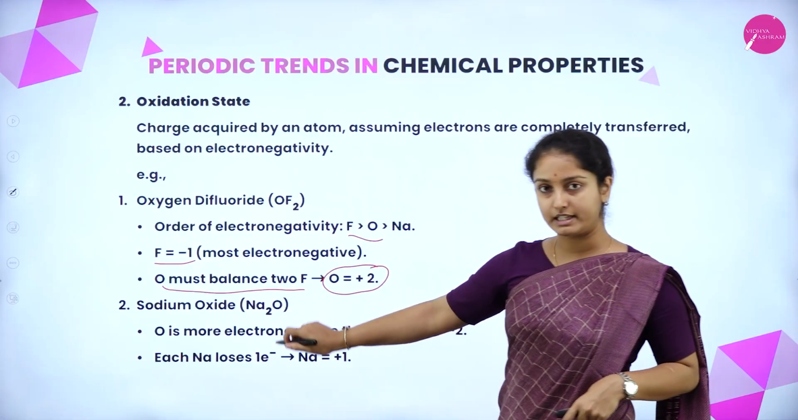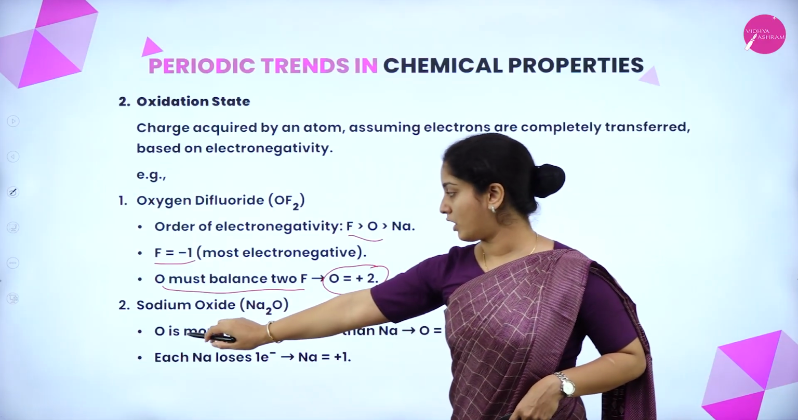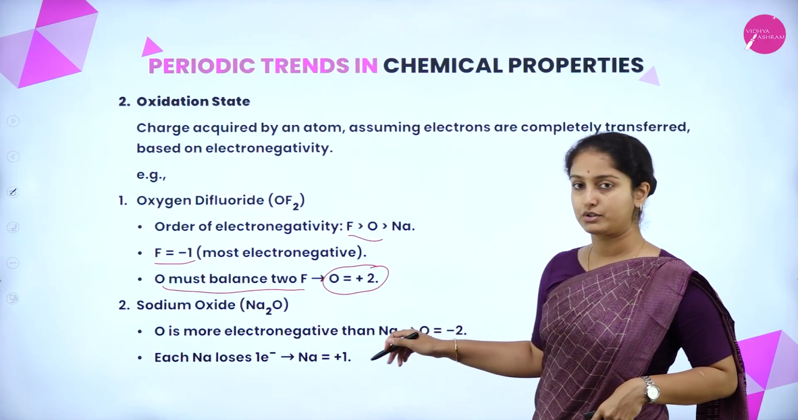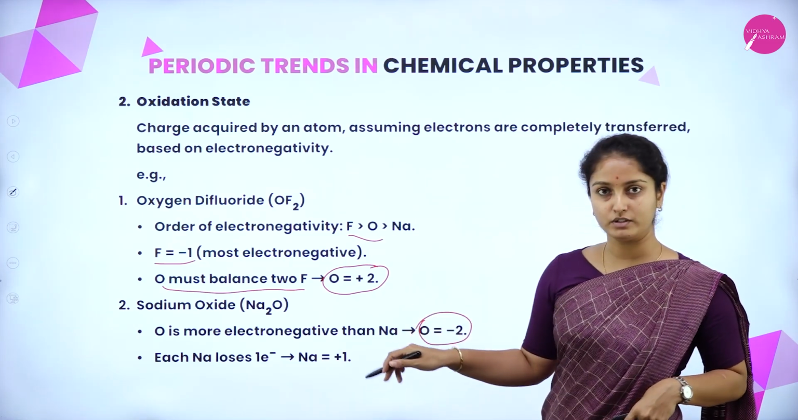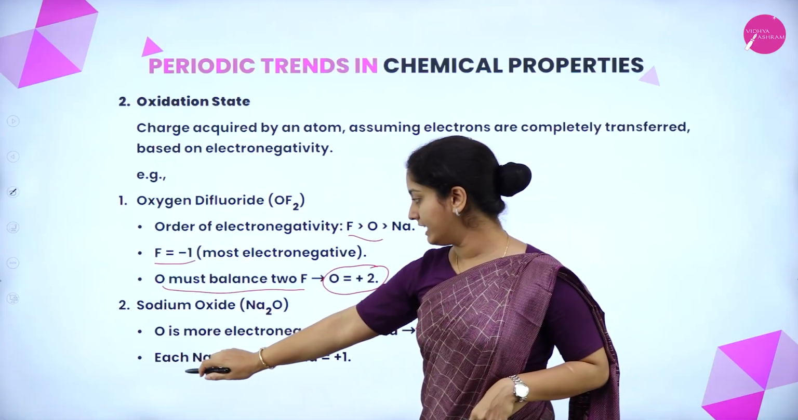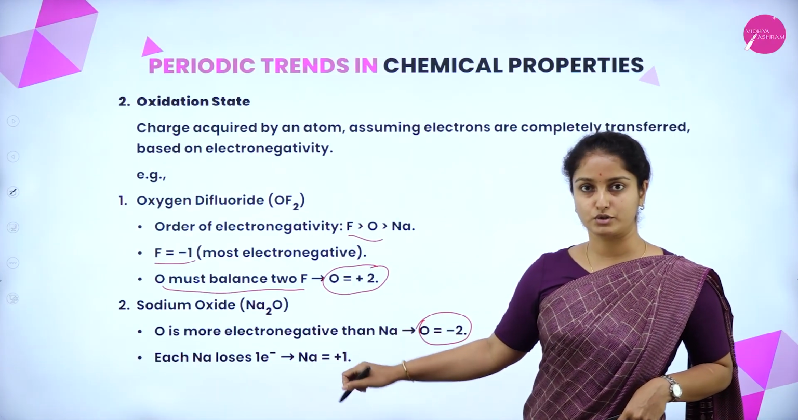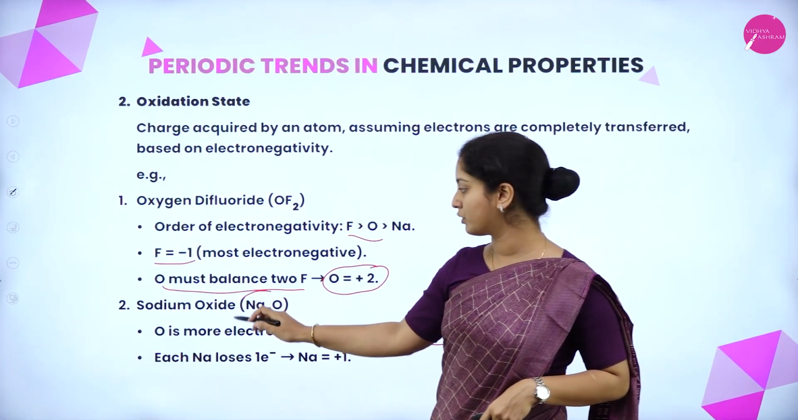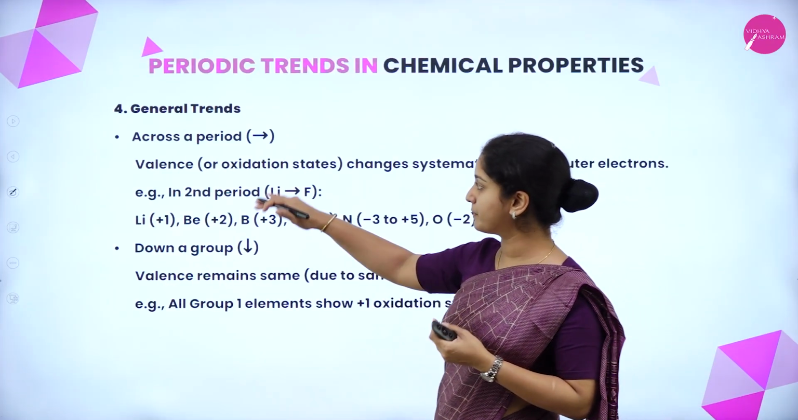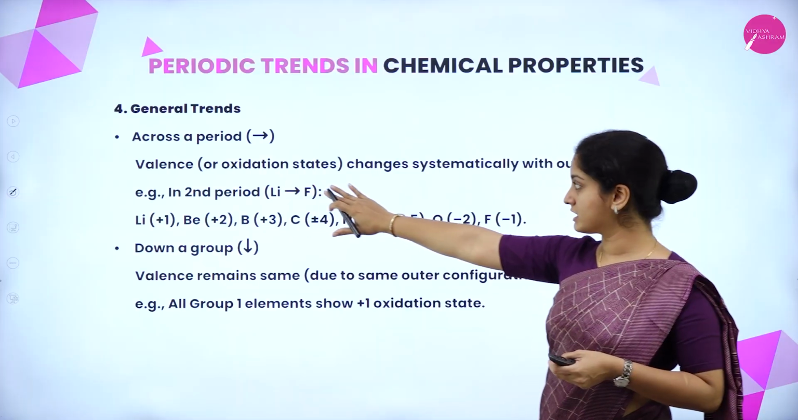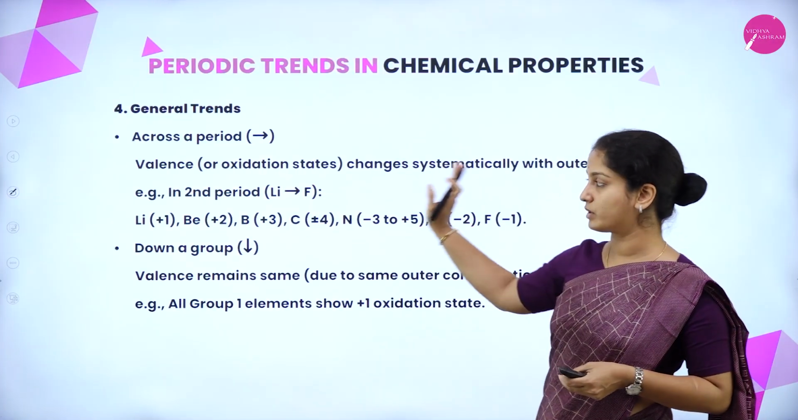When it comes to sodium oxide, that is Na2O, here oxygen is more electronegative compared to sodium. So, that is why oxygen will behave as an anion with -2 charge, and each sodium loses 1 electron to oxygen and forms sodium oxide. Now, what happens to the general trends, that is, across a period valence or oxidation states change systematically with outer electrons.